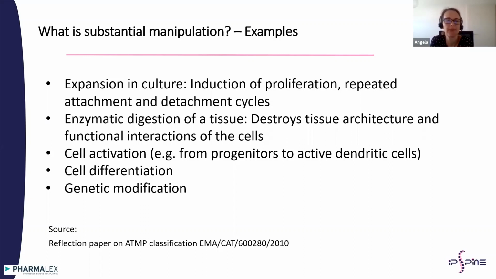But the agency explains this and says that, well, the induction of proliferation in cells not normally proliferating at this pace is an interference into the cell's normal behavior, as well as repeated attachment and detachment cycles for adherent cells. So keep in mind that this culture expansion is regarded as a substantial manipulation. This makes many products ATMPs, also in the examples that we'll see later on, where you might not have been so certain whether this was substantial or not, but as soon as there is this expansion step, you will be in the ATMP class.